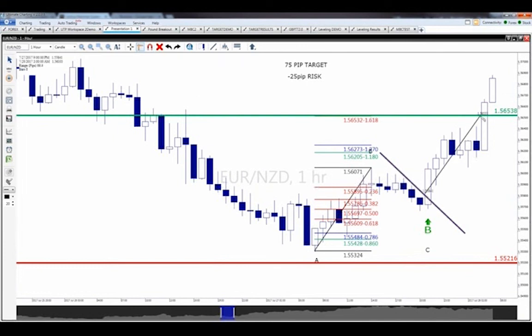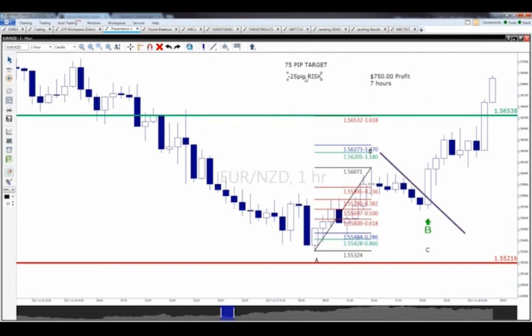It was in about 7 hours. So 75 pips in 7 hours on a standard lot. That's $750 profit in 7 hours. Not too bad, right? So what do we do next?